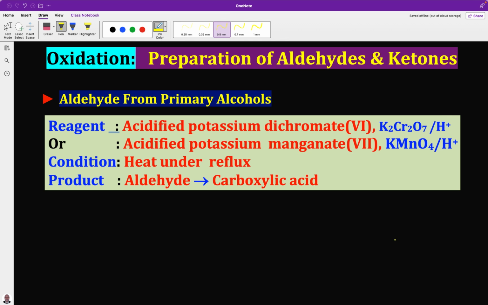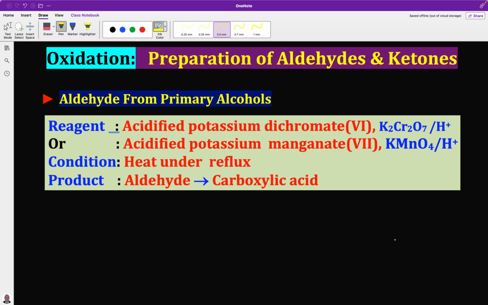aldehydes, as well as ketones. The suitable reagent in this preparation will be acidified potassium dichromate(VI), or you could use acidified potassium manganate(VII). But remember that the primary alcohol must be in excess. The primary alcohol in this process must be in excess.